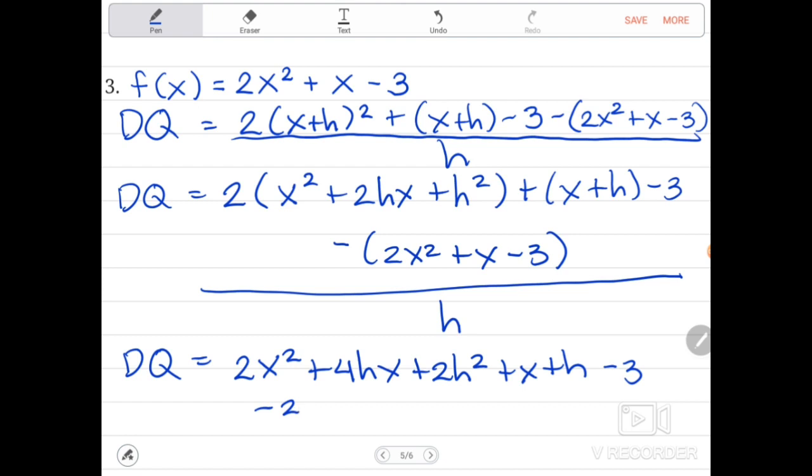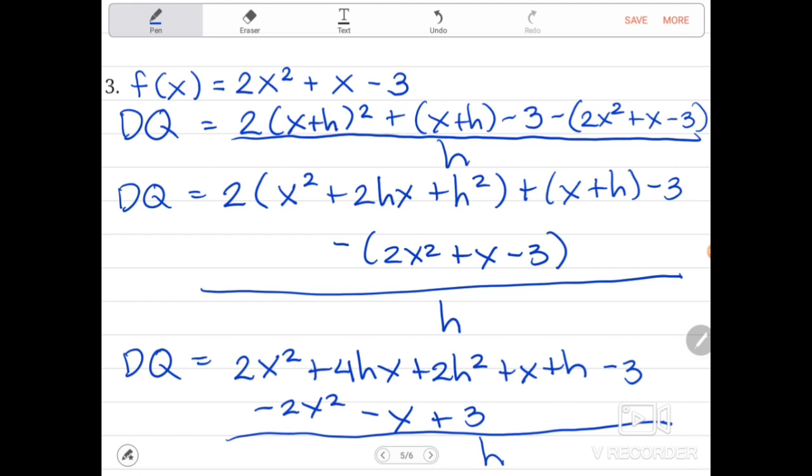So, minus 2x squared, minus x plus 3, all over h. So, pasensya na, hindi nagkasya, masikip yung space natin eh.